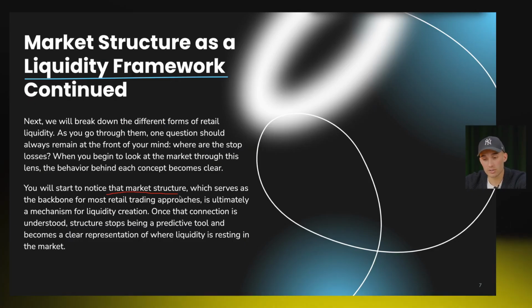If you do go through with this system and you do enjoy it, it does resonate with you, understand this. Going forward, you always want to show up to the charts and have that perspective. Look through that lens, where you want to be able to identify where are the stop losses, okay? Where are the buyers in the market? Where are sellers in the market, okay? And we want to be trading once the buyers are taken out, or on the flip side, once the sellers are taken out. You will start to notice that market structure, which serves as the backbone for most retail trading approaches, is ultimately a mechanism for liquidity creation, okay? Once that connection is understood, structure stops being a predictive tool and becomes a clear representation of where liquidity is resting in the market.